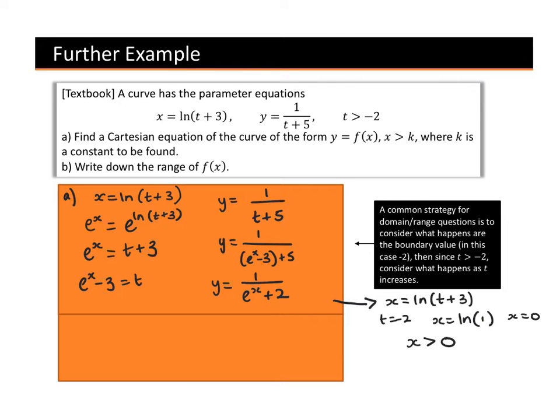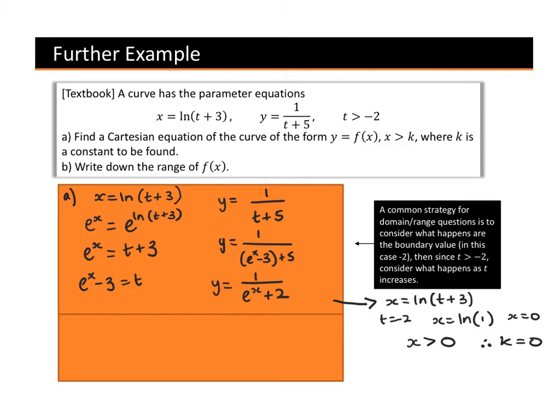And then we're going to see that happen. So we know that x has to be greater than 0, so therefore k equals 0, because it says here, x is greater than k. Okay, so we found our domain. Now it wants us to find our range.